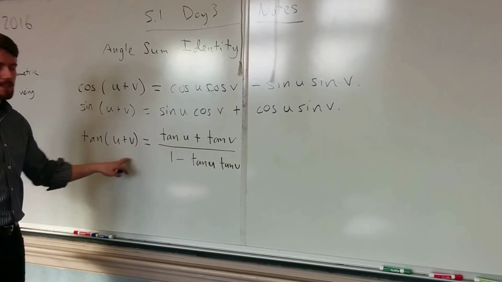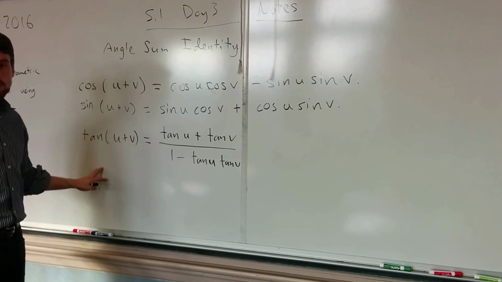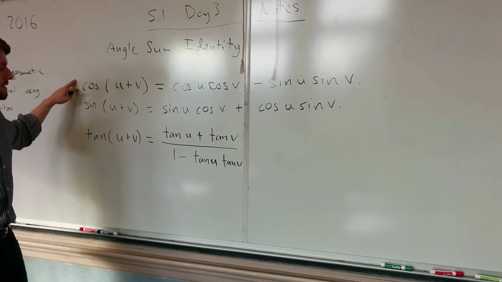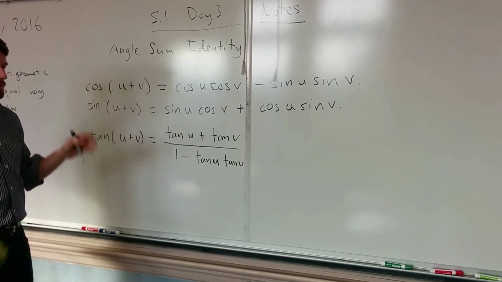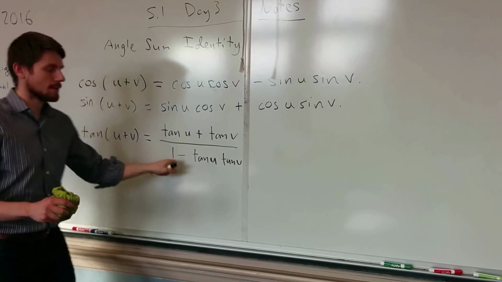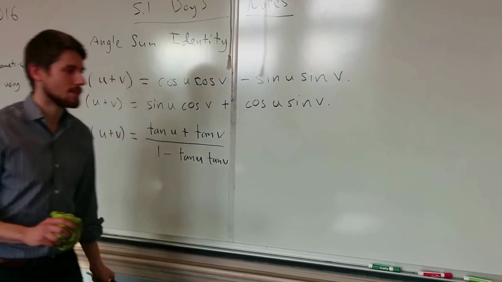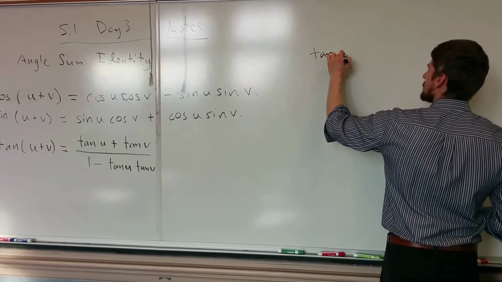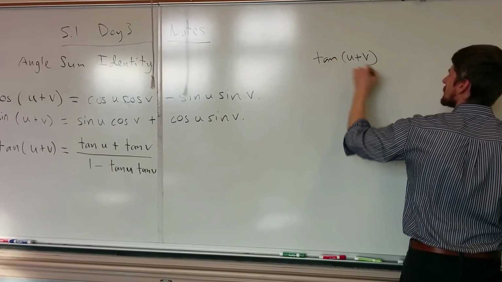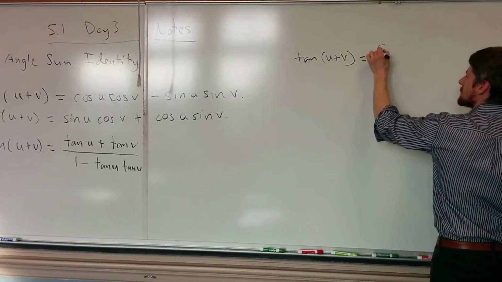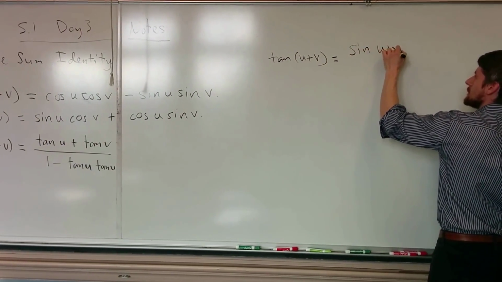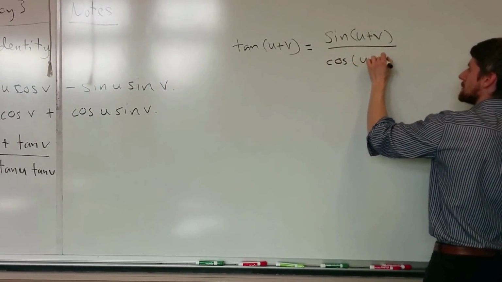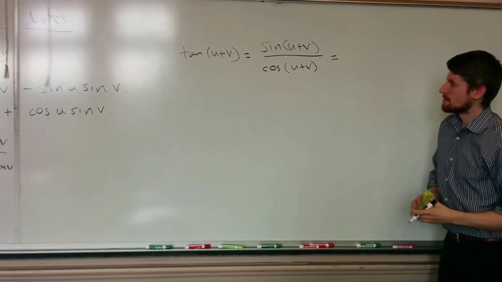Now I'm going to show that this equals this. And to show that, I'm going to use both of these identities and do a little bit of wiggling until it eventually turns into this, just like we've been doing. So, tangent of u plus v equals the sine of u plus v divided by the cosine of u plus v.